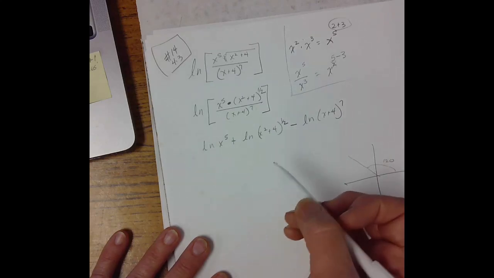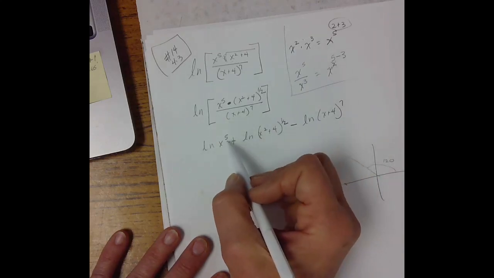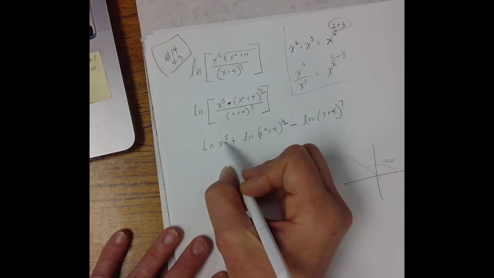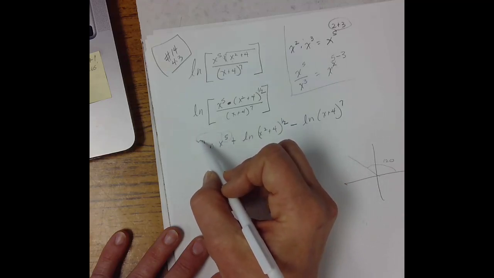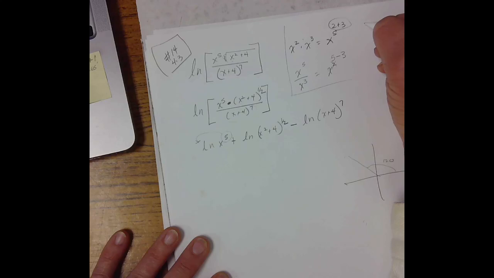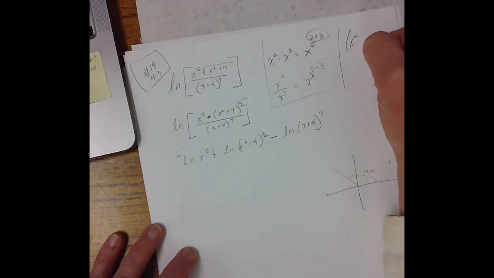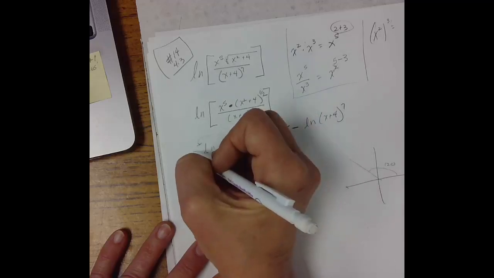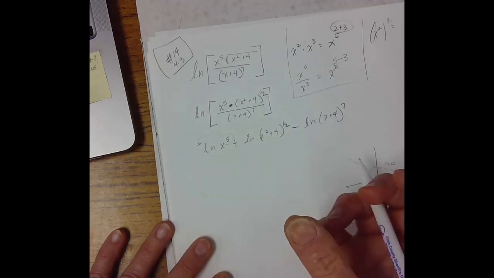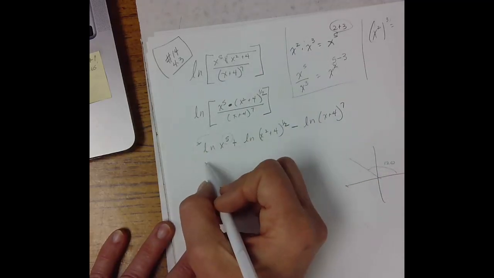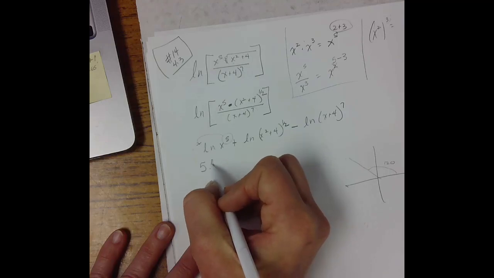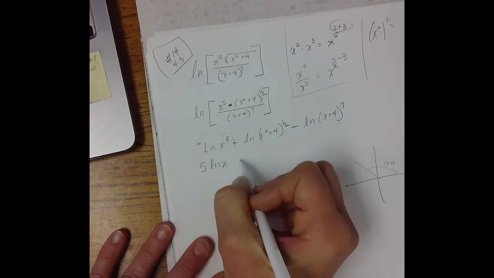The last step is going to be the power rule. When we have a power to a power, we multiply. So the 5 is going to come out in front. It comes back to the idea that if I have x to the 2nd power all to the 3rd power, then that's actually 2 times 3. But in this case, I'm going to pull it out in front, multiplying it times that logarithm. So the first one in my rule is going to be 5 times the ln of x.